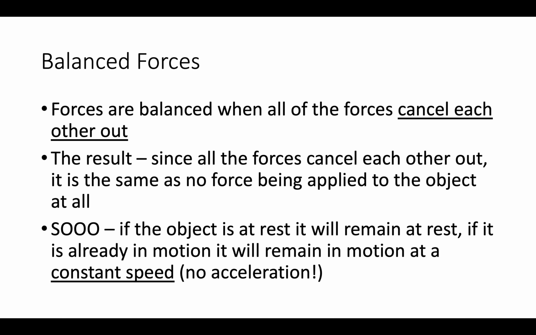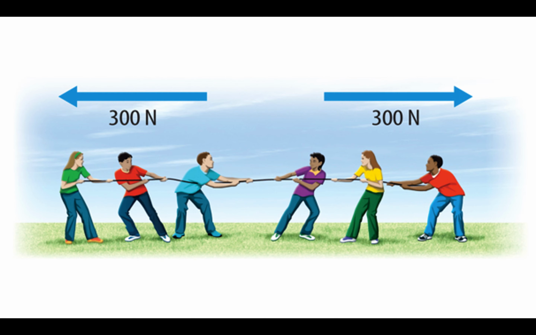You probably have a force acting upwards and downwards on the object. Those would cancel. And you may or may not have forces acting to the right and to the left of the object. But for them to be balanced, everything has to cancel out. So looking at this tug of war, we see that these three on the left are pulling with 300 newtons this way, and these three on the right are pulling with 300 newtons this way. And so 300 and 300, those would cancel because they're pointing in opposite directions.